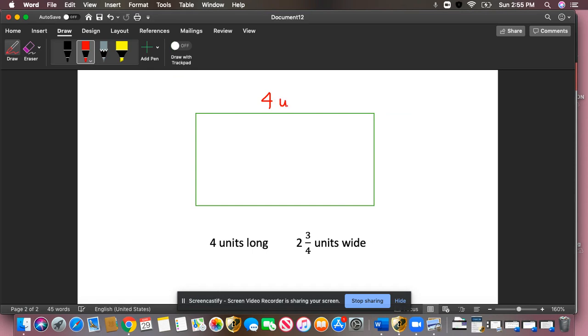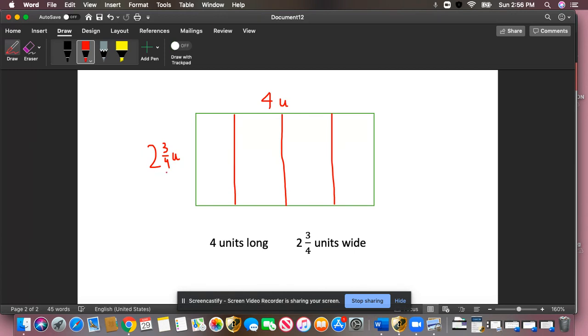I'm doing U again because units is too hard to type out. For my width, I have 2 3/4 unit wide. 2 3/4. Okay, I'm gonna start with my length going across. I have 4. To equally space those, I'll first draw this in half, then I can do each of those in half. All right, so if I look across, I have 1 2 3 4. That's 4 units. Going down for my width, I have 2 3/4.